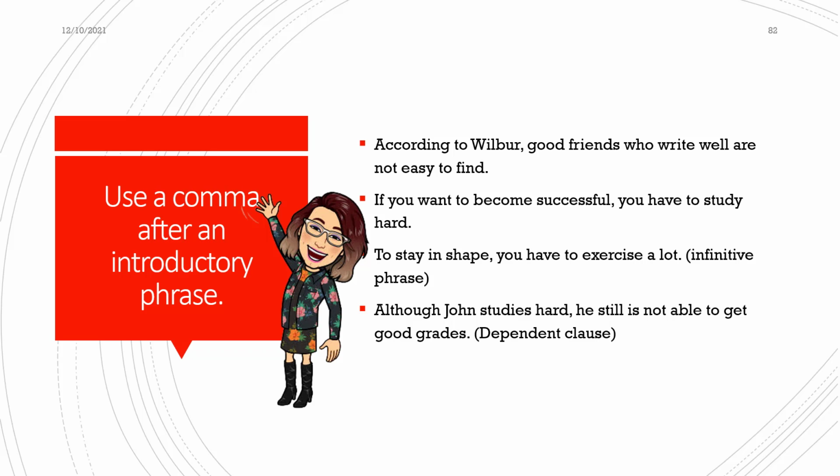Now remember to use a comma after an introductory phrase. So, according to Wilbur, comma, good friends who write well are not easy to find. Or, if you want to become successful, comma, you have to study hard. Always use a comma when a dependent clause is at the beginning of the sentence, just like if you want to become successful, and you put a comma there. And if you have an introductory phrase at the beginning of the sentence, you use a comma.